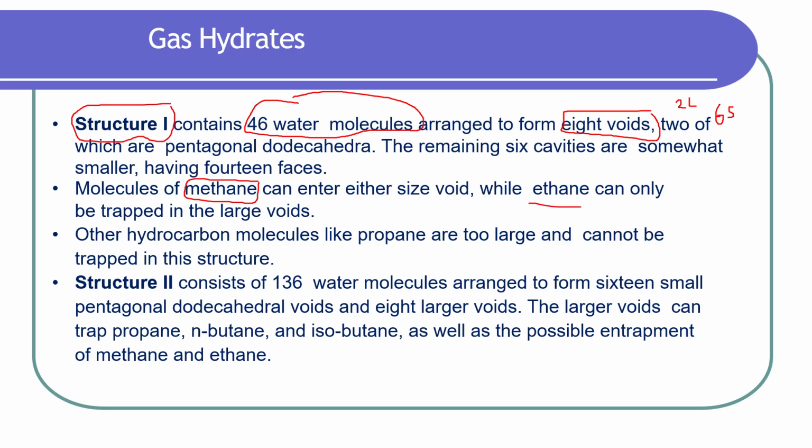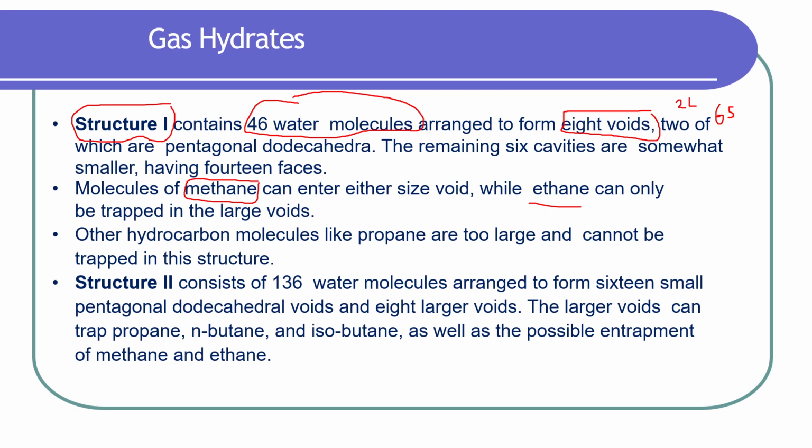So if you have methane only, the methane will be entrapped in most of them, but it will be very hard to entrap the methane in the large voids. But if you have a mixture of gases, and this is going to be another thing that we're going to discuss, let's say that you have methane and ethane, the ethane will be easily trapped in the large voids, and methane will be easily trapped in the small voids or cages.